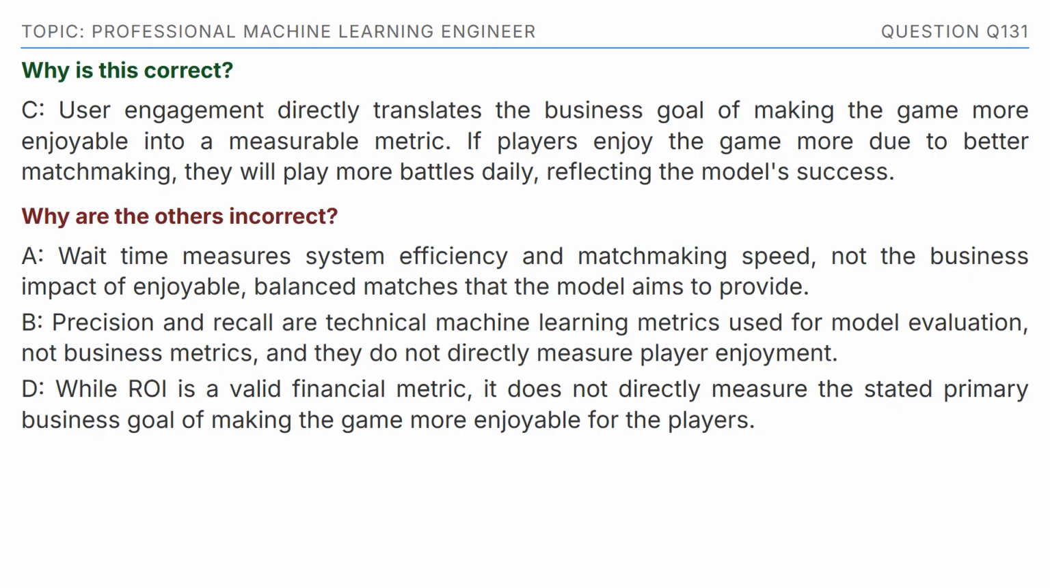Why are the others incorrect? A. Wait time measures system efficiency and matchmaking speed, not the business impact of enjoyable, balanced matches that the model aims to provide. B. Precision and recall are technical machine learning metrics used for model evaluation, not business metrics, and they do not directly measure player enjoyment. D. While ROI is a valid financial metric, it does not directly measure the stated primary business goal of making the game more enjoyable for the players.